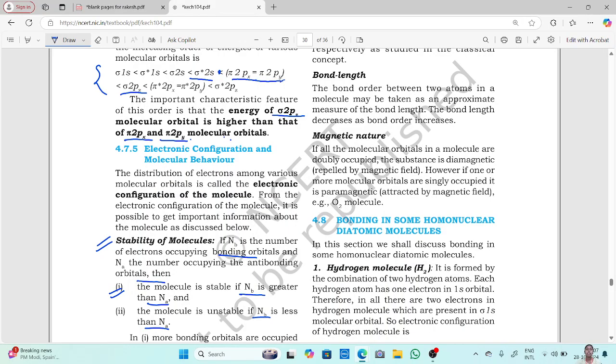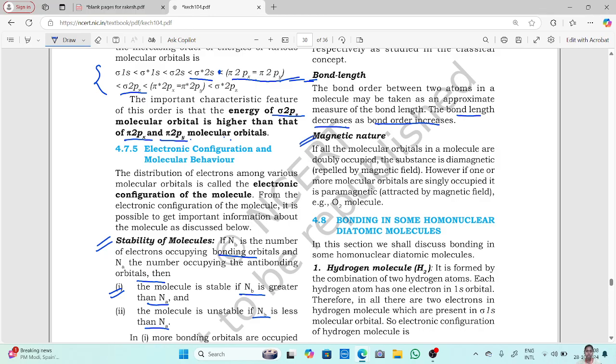Next is the bond length. The bond order between two atoms in a molecule may be taken as an approximate measure of the bond length. The bond length decreases as the bond order increases. Okay, the bond order between two atoms, we can consider that to be the approximate measure of the bond length. If bond length decreases, the bond order increases. This you have to remember.